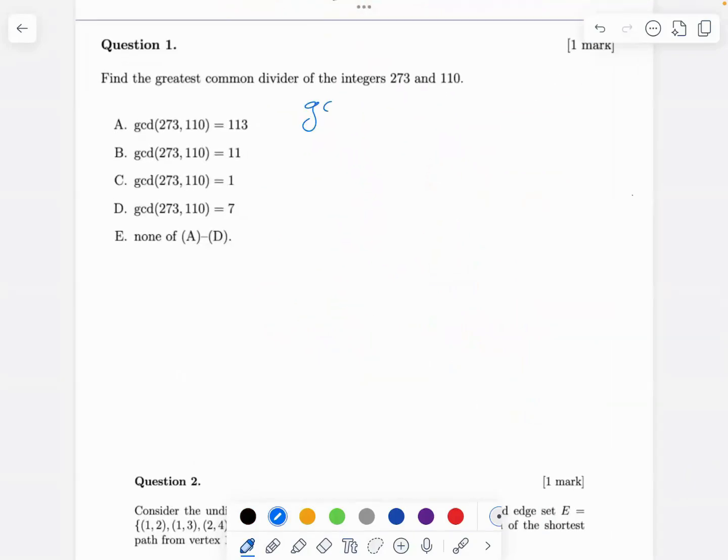Now, usually the GCD of 273 and 110, in the other university, we don't have to use the Euclidean equation. But we write it like this one. Let's write firstly like this. We will choose the small number. Then 273 divided by 110, the remainder is, 2 times 110 is 220. Take away from 273, it will be 53.